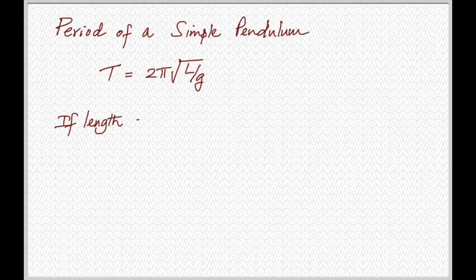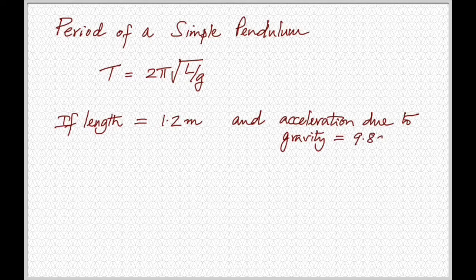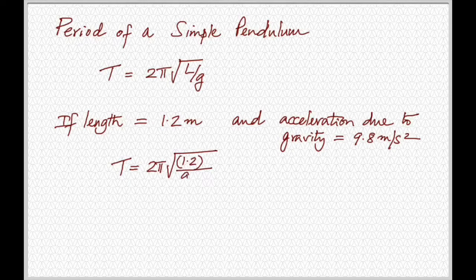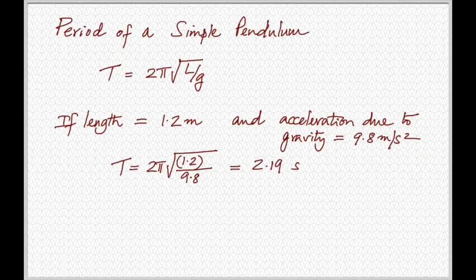So as an example, if the length is given as 1.2 meter and the acceleration due to gravity is 9.8 on the Earth, we can calculate the period of the simple pendulum. We get 2.19 seconds. Remember that I'm just doing direct applications of the formula so you understand what each term stands for.